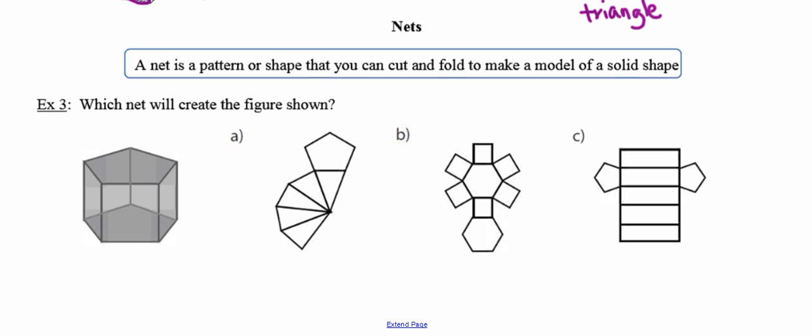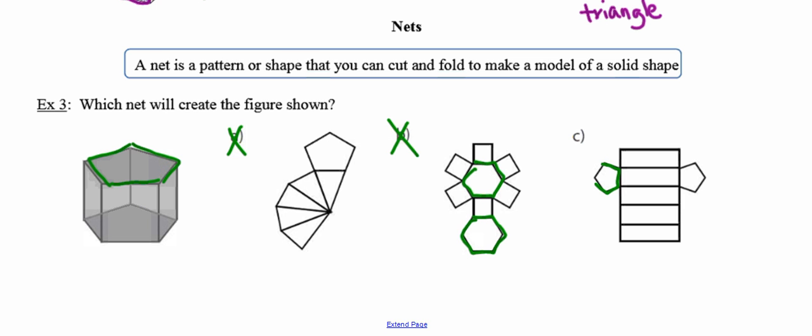Well, the figure shown is going to be a pentagonal prism. It has two bases in the shape of pentagons. So I'm going to look for the net that has two pentagons. This net has a pentagon for a base, but it only consists of one base. I need 2 to make the prism shown, so I don't like that first choice. The second choice has 2 bases, however, those bases are in the shape of hexagons, and I need something that's in the shape of a pentagon, so I don't like choice B.